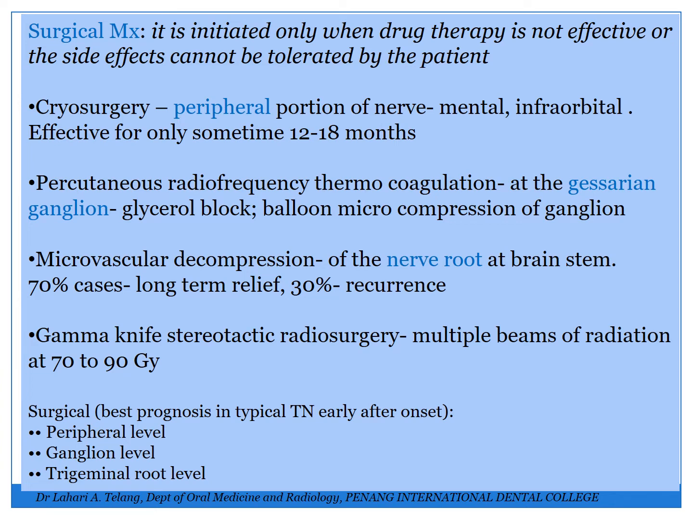Gamma knife stereotactic radiosurgery, where multiple beams of radiation are given at 70 to 90 grade to the nerve root region. So, surgical treatment has the best prognosis in typical trigeminal neuralgia early after onset, especially when it is at the peripheral level, ganglion level, or trigeminal root level surgery.